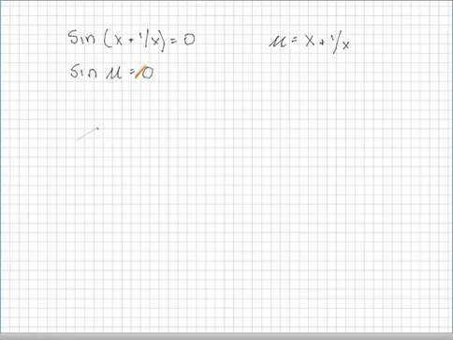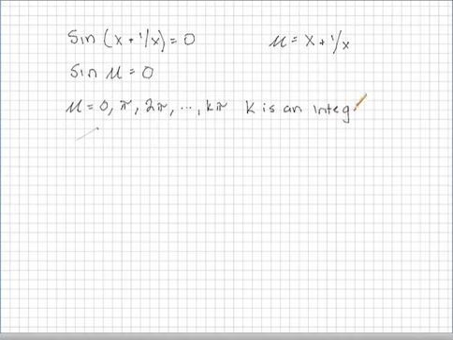Well, that's easy. We know that sine equals 0 whenever u equals 0, pi, 2 pi, etc. Any multiple of pi. We call this k pi, where k is an integer. So at this point, if we want to solve in terms of x instead of u, we'll just put our substitution back in. So we have down here that x plus 1 over x is equal to k pi.